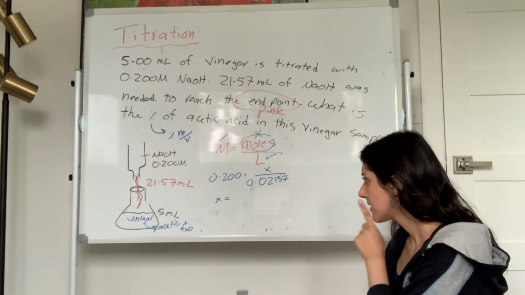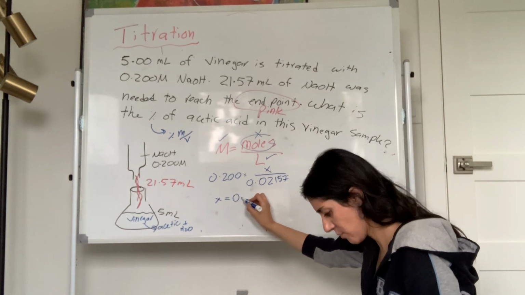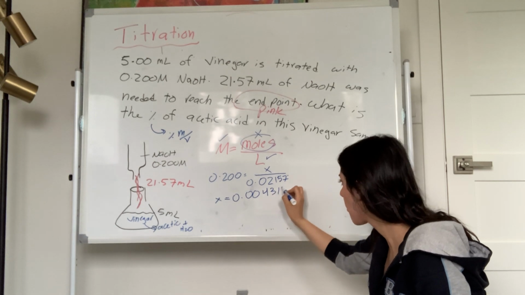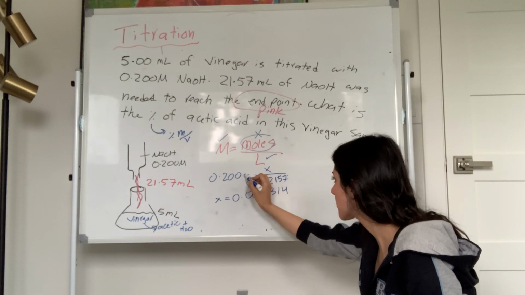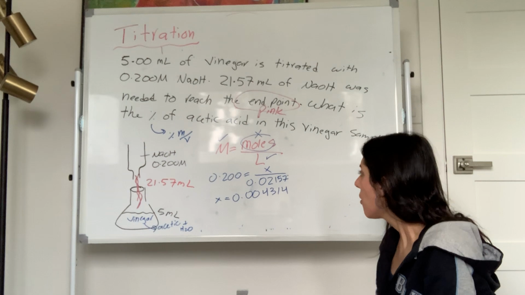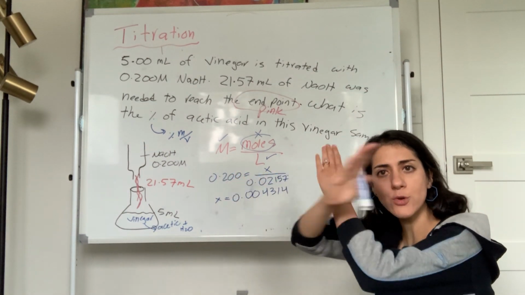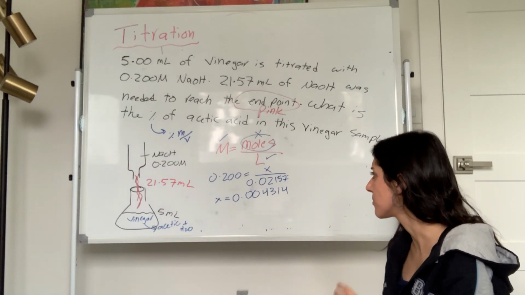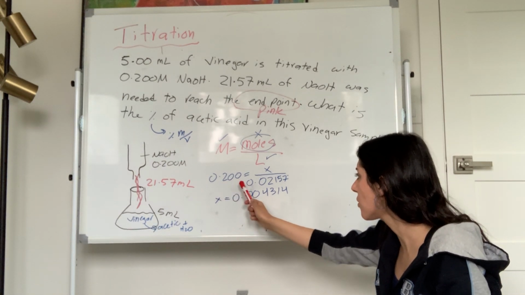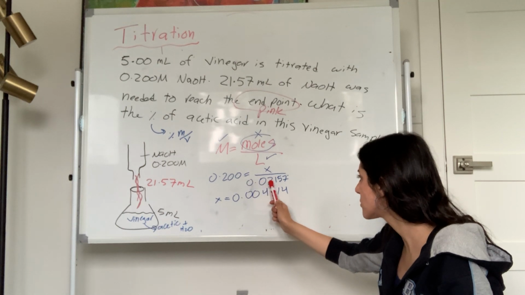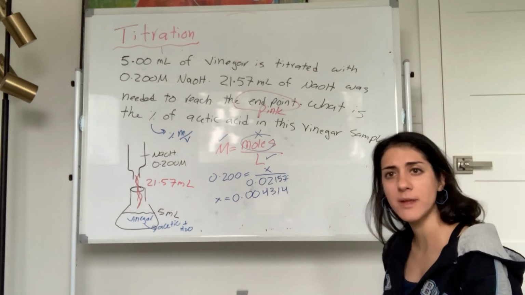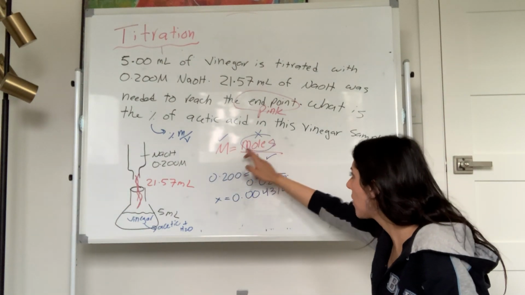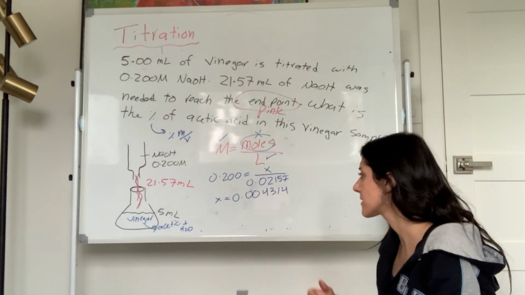Okay, what did you guys get? Hopefully what you got was 0.004314. Let's go over the algebra to make sure we're on the same page. When there's an equal sign, you have to cross multiply, right? So 0.200 times 0.02157 is going to give me the x. So I have to cross multiply. You cross multiply when there's an equal sign here.